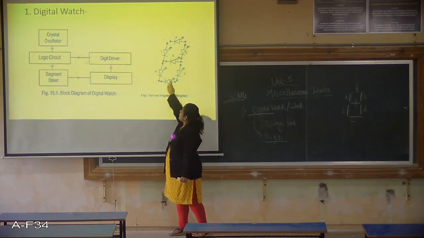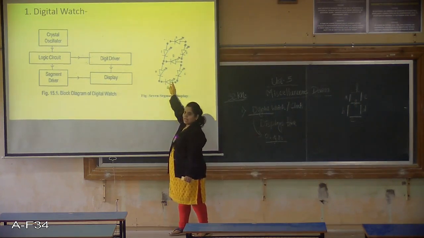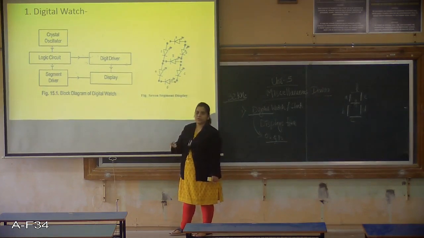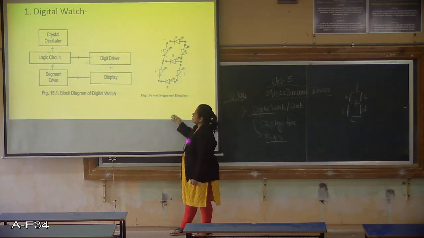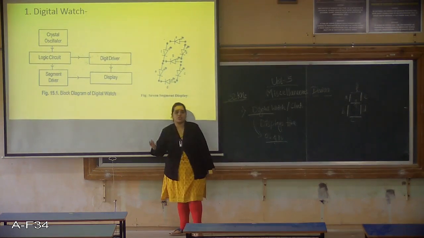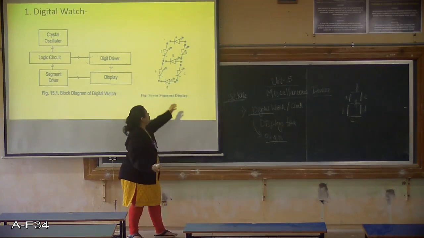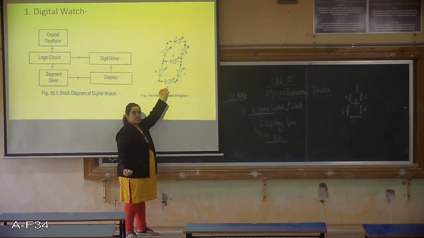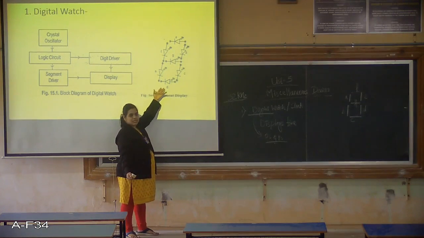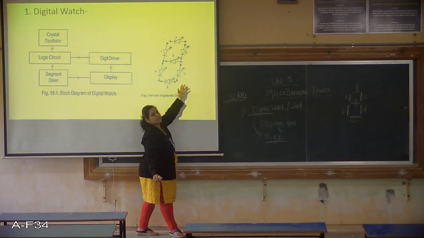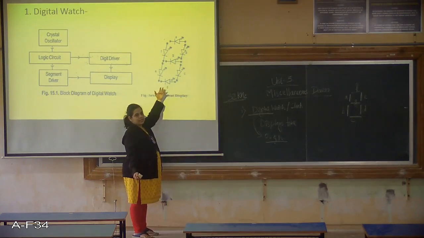Each LED is having an emitting light. LEDs are nothing but the light emitting diodes which emit the light. It is set in the combination of common anode. So with this construction, it displays the digit. Such multiple combinations are there to display the time in hours, in minutes, and in seconds.